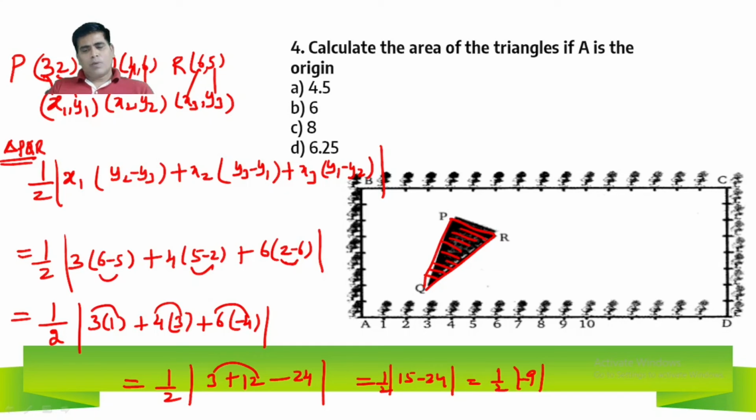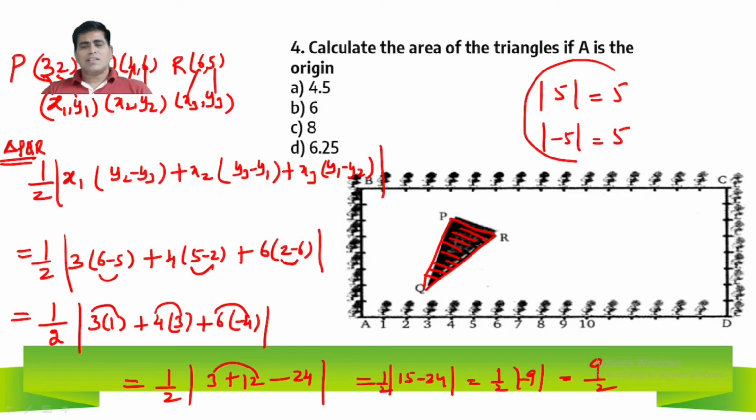So half modulus minus 9. What do you mean by modulus? It's the absolute value. Absolute value means the negative values you have to take as positive, and positive values you take as positive only. So the modulus of minus 9 is nothing but 9. Why? Because the area cannot be negative. That's why we are taking the absolute value. Modulus of 5 is 5 only, but modulus of minus 5, we are taking it as 5.